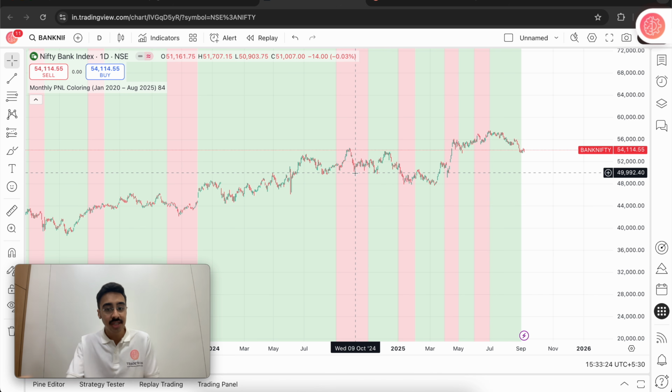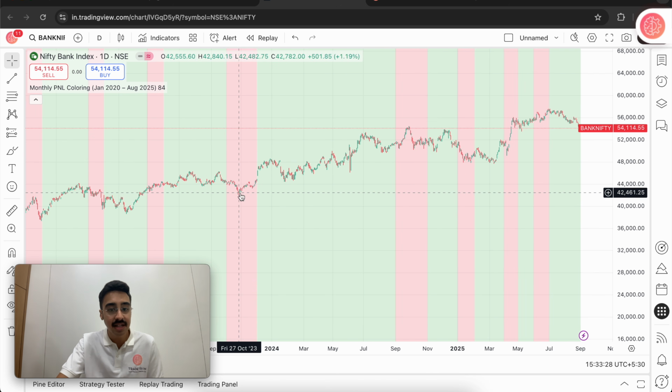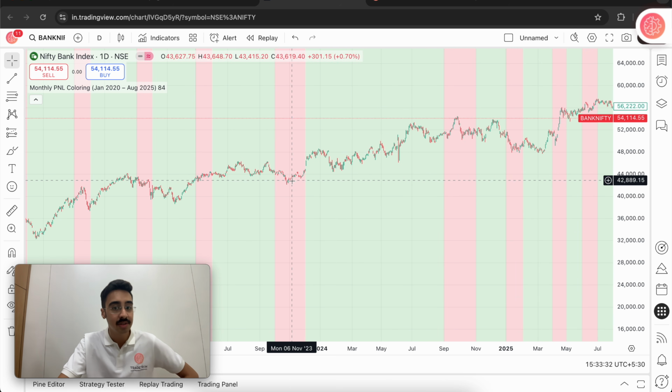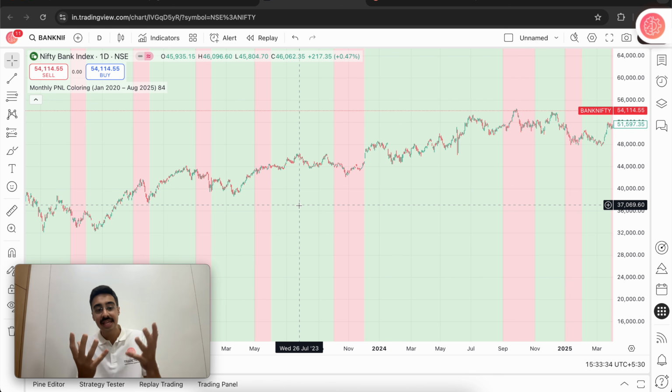Similarly, these red bars are basically the loss-making months. So I can now see that this particular month was a loss-making month. Similarly, this entire period was a profitable period. Out here, this was a loss-making period, and so on. You get the idea. Now, with this, as a trader, because I'm already so used to watching charts, I'm able to look at these values and see recurring patterns.